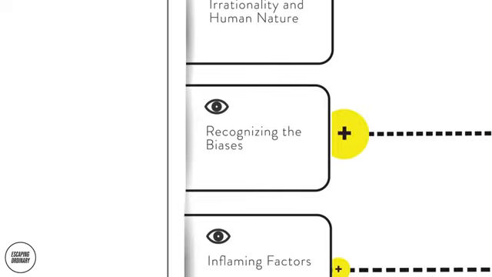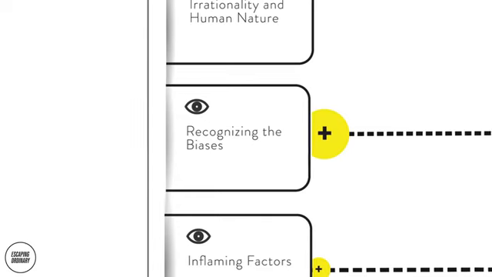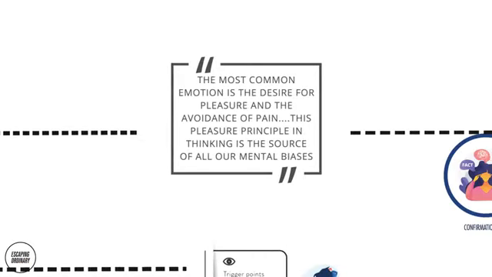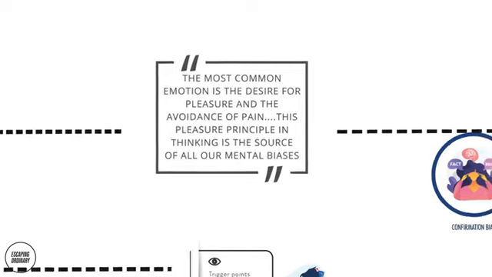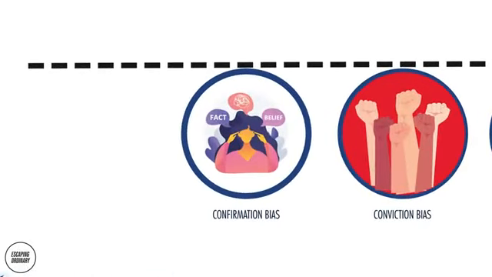Step 1. Recognize and understand your biases. The most common emotion is the desire for pleasure and the avoidance of pain. This pleasure principle in thinking is the source of all our mental biases. Confirmation bias. Going in search of evidence to support your point of view and turning a blind eye to anything that disconfirms your held belief. Finding evidence that confirms what we want to believe is confirmation bias. Counteract this by also playing devil's advocate and finding opposing views.